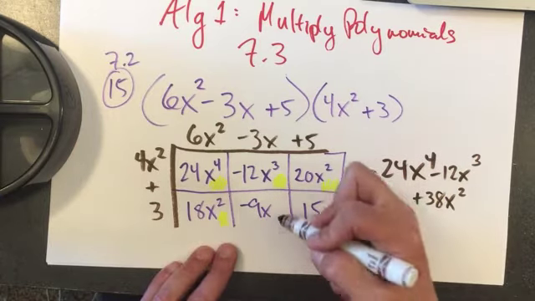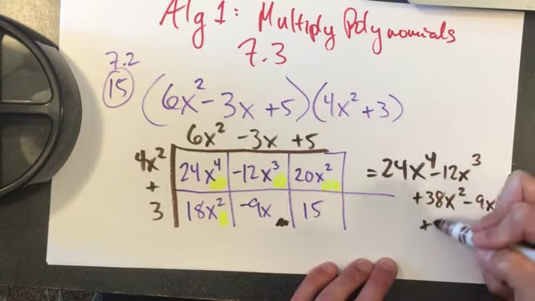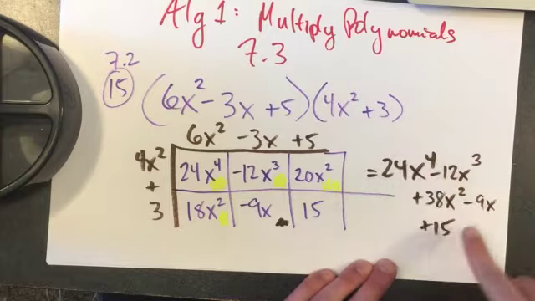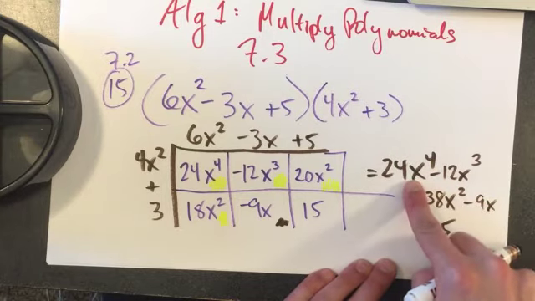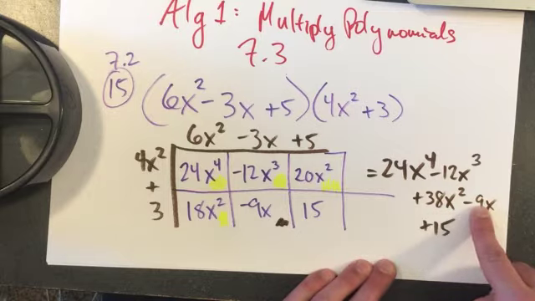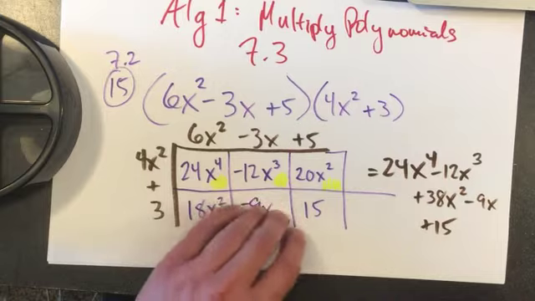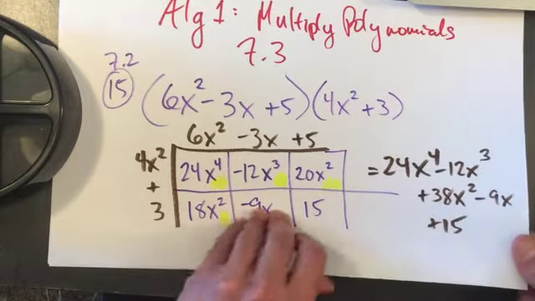Okay? And now look over here. We just got the negative 9x. That's just there. And we just got the 15. So this will be our final answer. 24x to the 4th minus 12x cubed plus 38x squared minus 9x plus 15. And this table allows you to make sure you can add everything up properly. Okay, let's move on to the next section now.